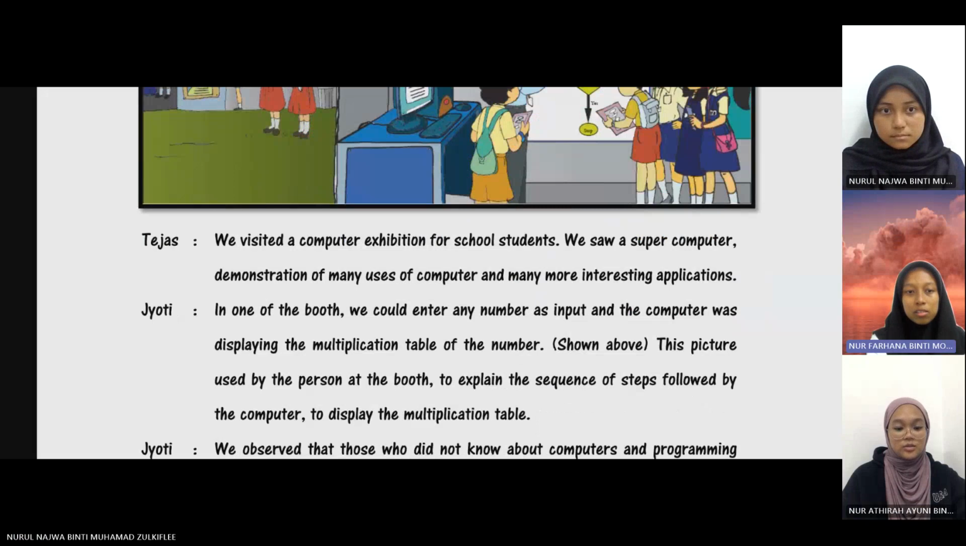So now we want to start our discussion. We visited a computer exhibition for school students. We saw a supercomputer demonstration of many uses of computers and many more interesting applications.